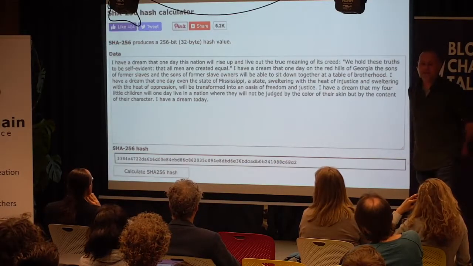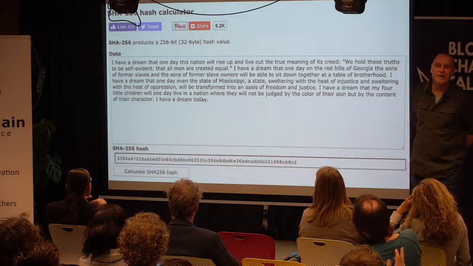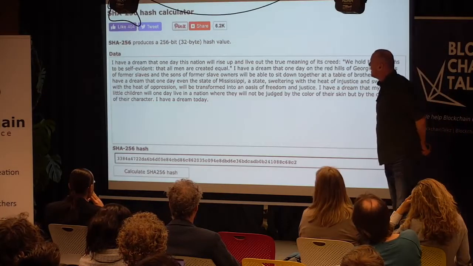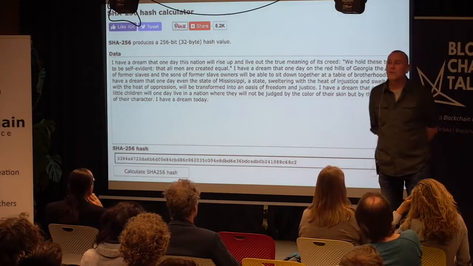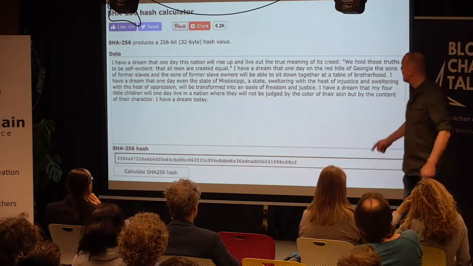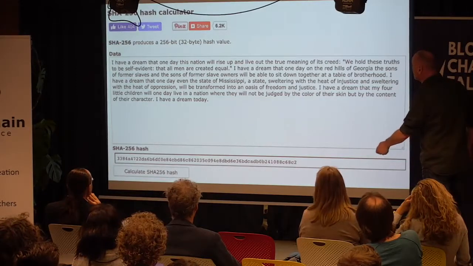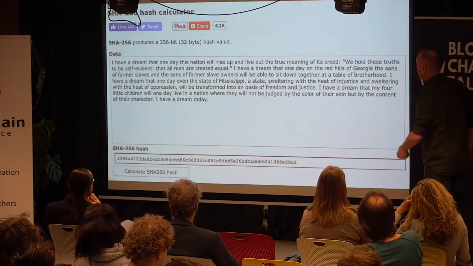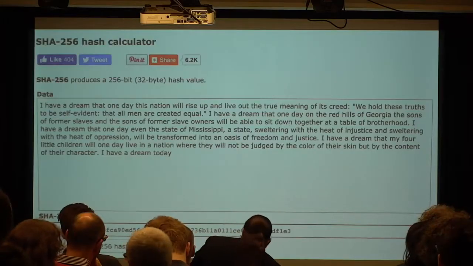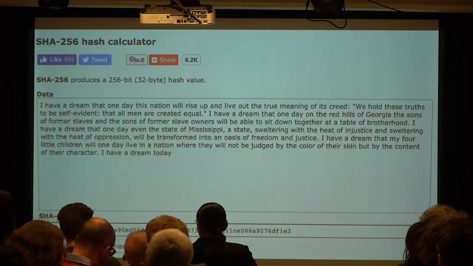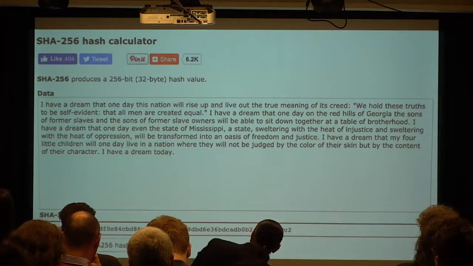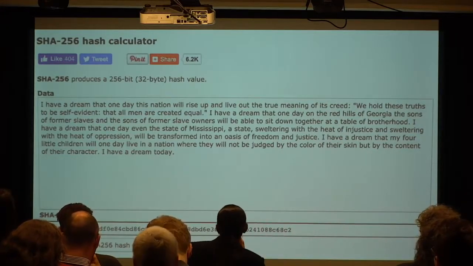Who knows this text? I think many people might recognize it. So Martin Luther King, if he had a blockchain available back then and he knew it was a great speech, could have produced this hash to prove that he invented this speech. Now this speech is a totally different hash. You see? It's not even close to the other one. Why is that?